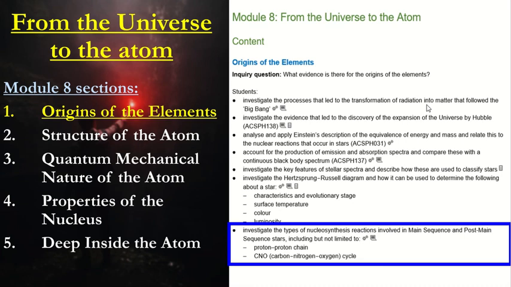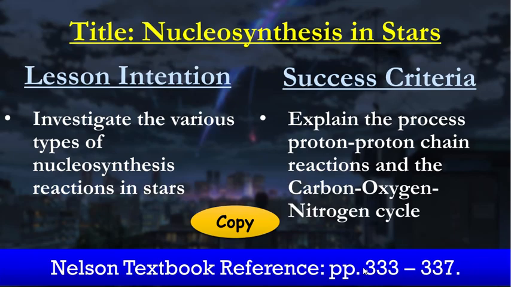Alright, so today we're looking at Module 8, Inquiry Question 1, which is the origins of the elements. Basically, this inquiry question is looking into how we get the elements of the periodic table, where did they come from? The way we're going to start is by looking at nucleosynthesis reactions in main sequence and post-main sequence stars. The main focus will be the proton-proton chain and the carbon-nitrogen-oxygen cycle. So let's have a look.